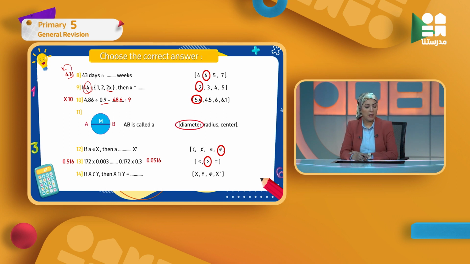Question 14. If x is subset of y, set x كلها على بعضها is a part of the set y، يعني موجودة جواها. Then x intersects y in the set x، لأن هي كلها موجودة جوا الset y. Okay؟ يبقى الانترسكشن بتاعهم هي الset x كلها.